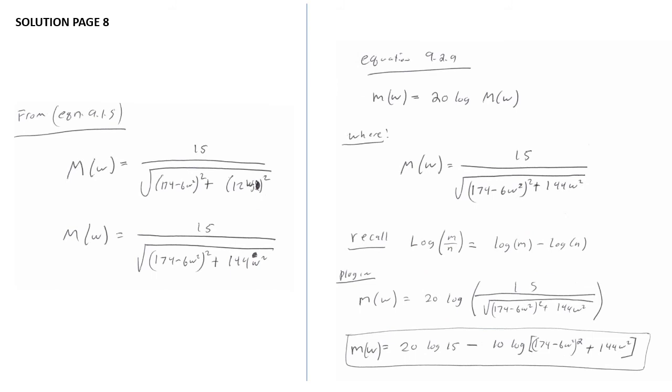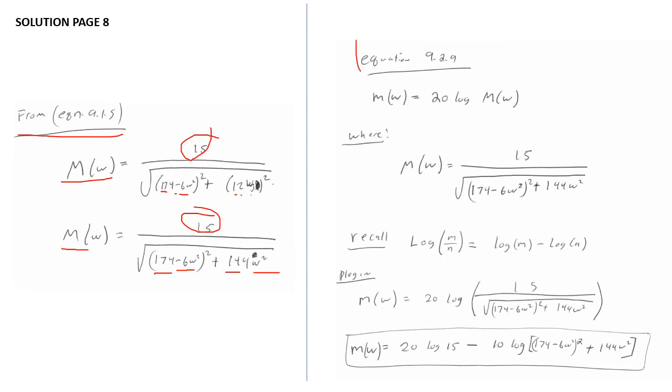So from here we can take a look at equation 9.1.5 again. We can come up with our M of omega is equal to 15 over the square root of 174 minus 6 omega squared, quantity squared, plus my 12 omega j squared there. So M of omega is equal to 15 over the square root of 174 minus 6 omega squared, plus, when we simplify this down, 144 omega squared.